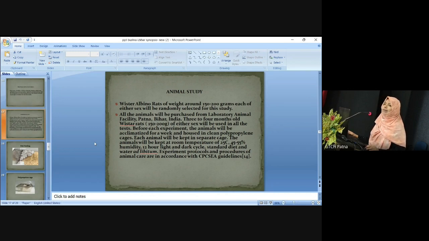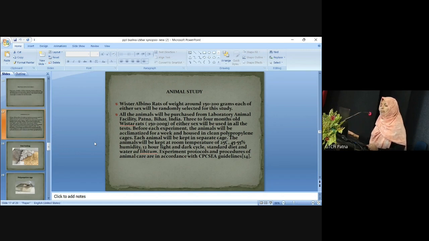Before the study, when I purchase the rats, I'll keep them in the laboratory for acclimatization for 1 week, so that they get adjusted to the new surroundings and there will be no error in the readings of my study. They will be kept in clean polypropylene cages. Each animal will be kept in a separate cage.